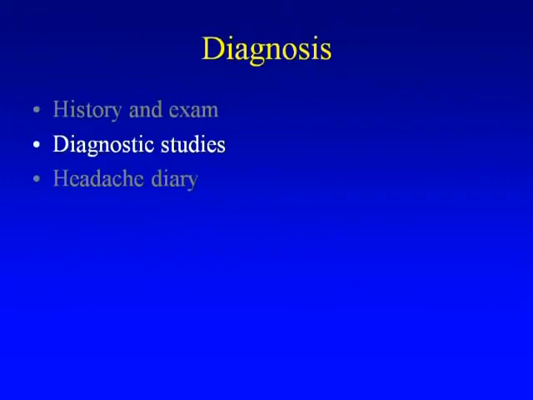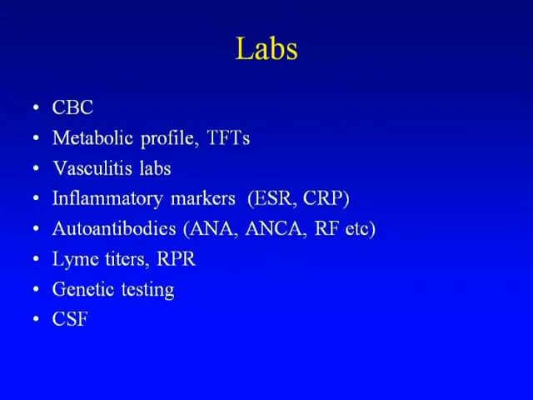We use several diagnostic studies to exclude secondary causes, and these are the ones which I use, but we don't have any guidelines about the usage of any labs. But it's very important to think about CBC, because anemia can contribute to chronic headache. Thyroid disease can also contribute to the headache. Vasculitis is rare, but it's very important not to miss the diagnosis.